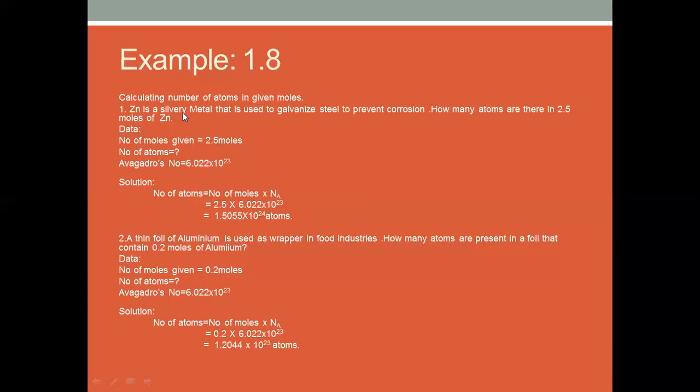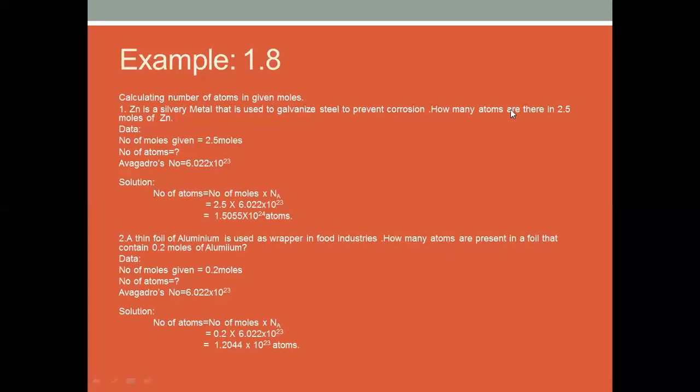Zinc is a silvery metal that is used to galvanize steel to prevent corrosion. Galvanization and corrosion, all you will learn inshallah in chapter number 7. But just at this time, keep this in your mind that zinc color is silver and it is a reactive species, and to prevent it from corrosion or from oxidation and reduction, it is mixed with steel.